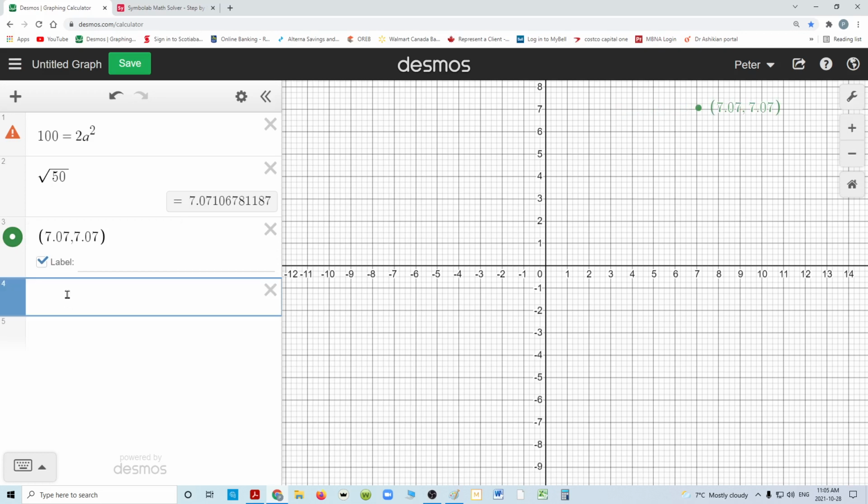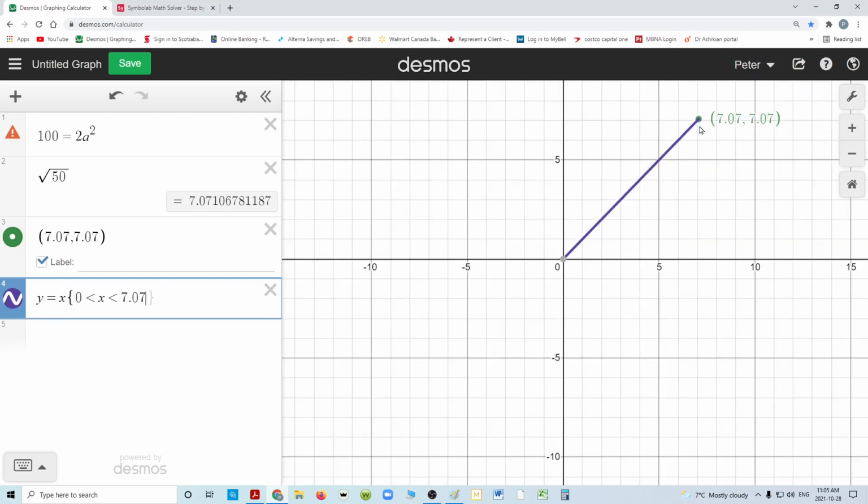Let's draw a line to it. So y is equal to, the slope is, I believe, going to be 1. There we go. And I've just got to restrict the range: 0 smaller than x, smaller than 7.07. There we go. So that is exactly 10 long. That's because 7 squared plus 7 squared is going to come to roughly 100, and the square root of 100 is 10. So that's 10 long.